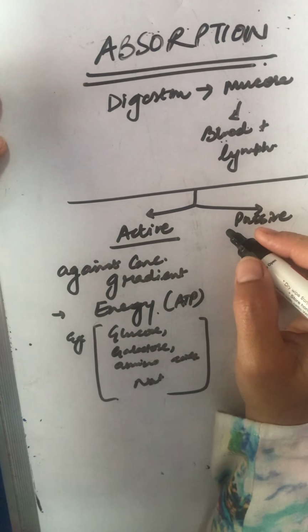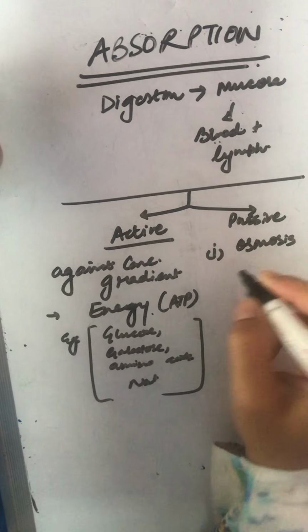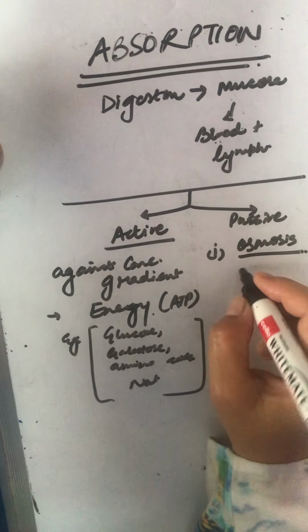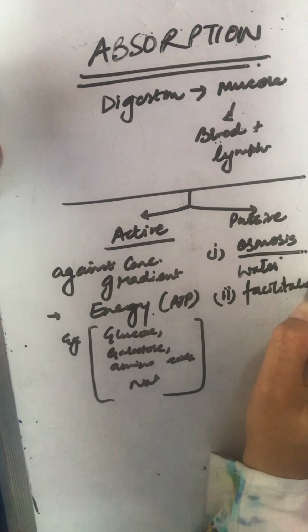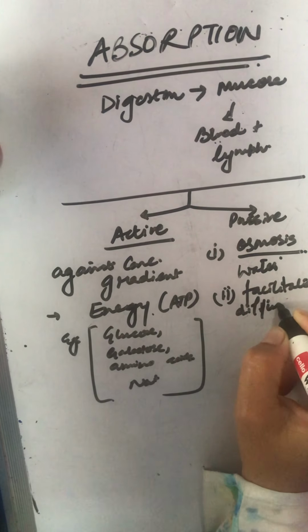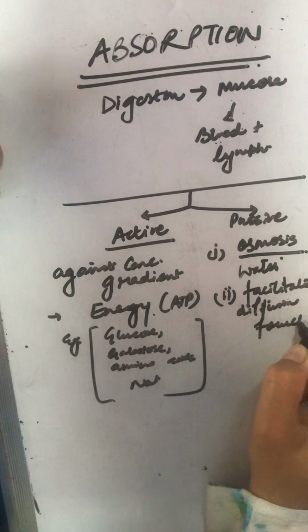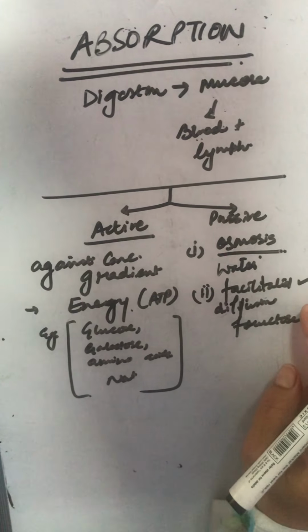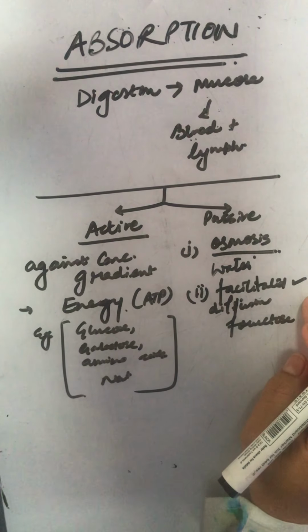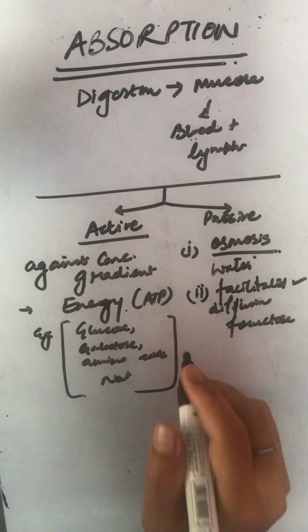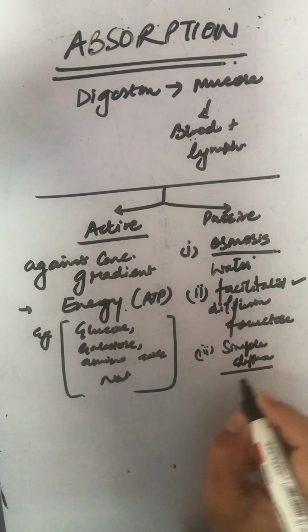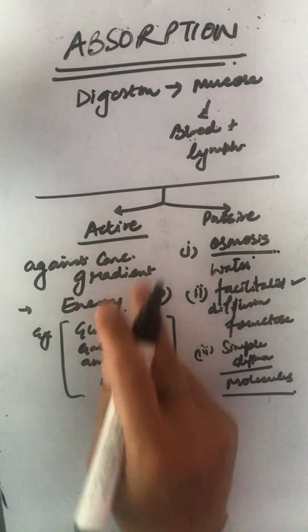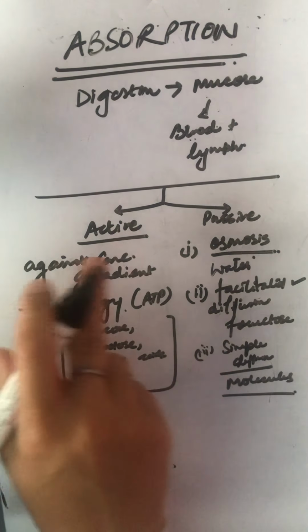When we are talking about the passive mechanism, we say osmosis is one such process, which helps in the absorption of water. Then we say facilitated diffusion. This will help in the movement of fructose. What does the word facilitated mean? It means with the help of, with an aid. All right, facilitated. And then third is simple diffusion. Simple diffusion will aid in the movement of certain molecules and aid in absorption. Alright, this is about active and passive.